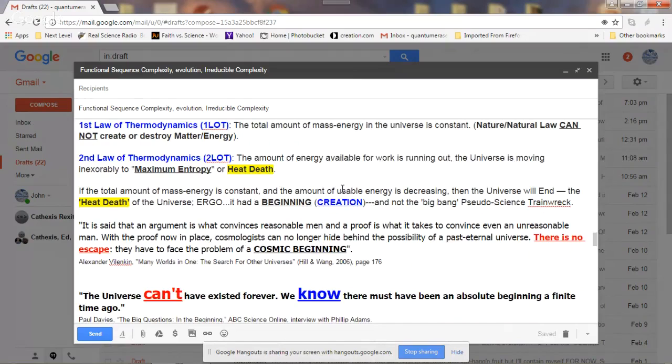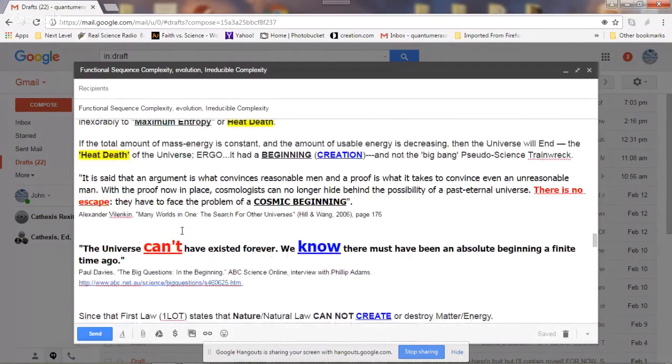From Alexander Vilenkin, it is said that an argument is what convinces reasonable men, and a proof is what it takes to convince even an unreasonable man. With the proof now in place, cosmologists can no longer hide behind the possibility of a past eternal universe. There is no escape. They have to face the problem of a cosmic beginning. There's no escape because it's a second law of thermodynamics violation.